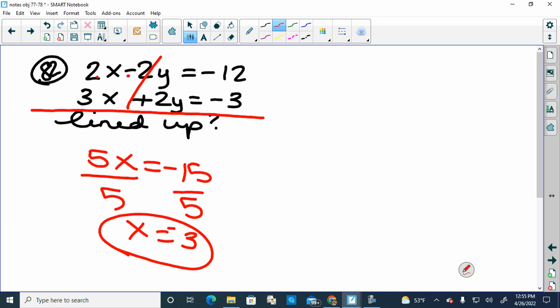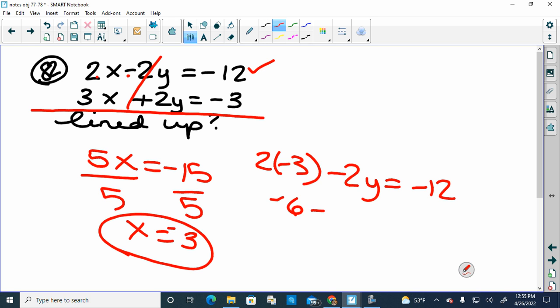Again, you just pick which one because it has to work in both. I always look to say, okay, where's my x smaller, just because then I have a smaller number to work with. Okay, so I'm going to replace that x with a negative 3. So it's really 2 times a negative 3 minus 2y equals a negative 12. Okay, because I chose to plug it into that one. So it's a negative 6.